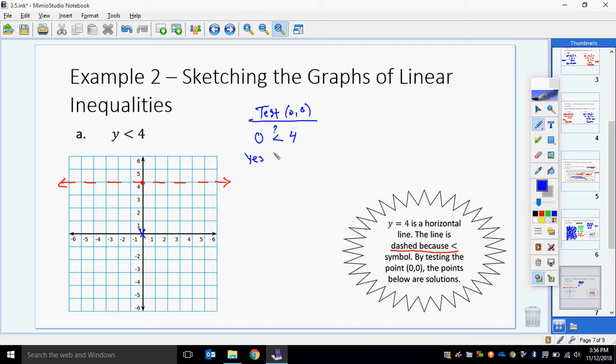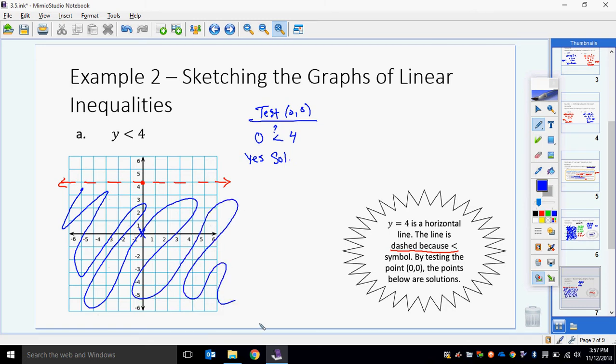Yes, that's true. So it is a solution. Because it is a solution, I want to shade to this side of the line. All of these numbers beneath the line are solution points.